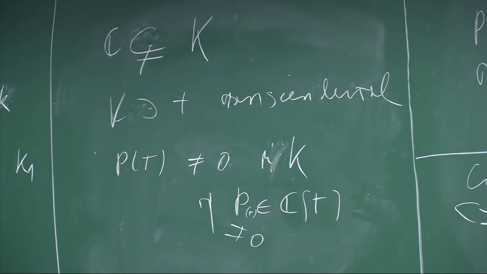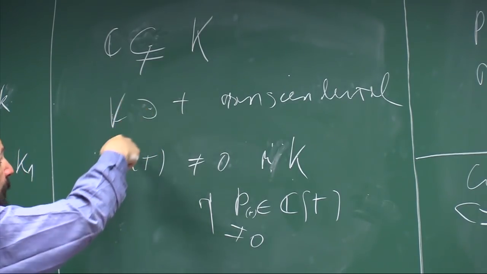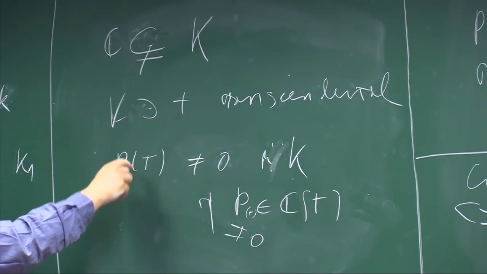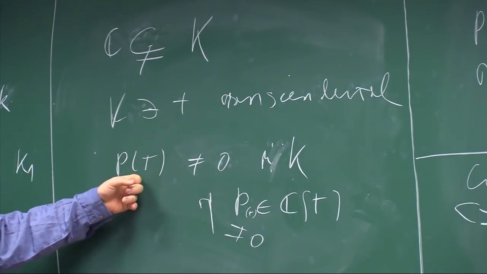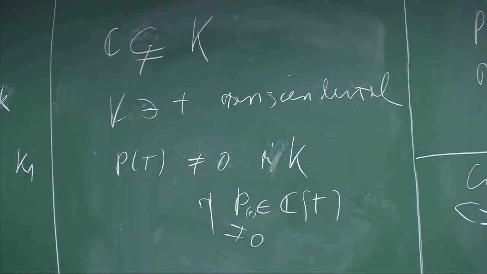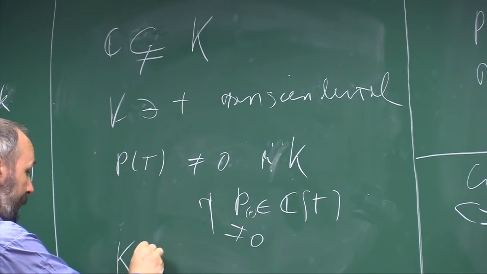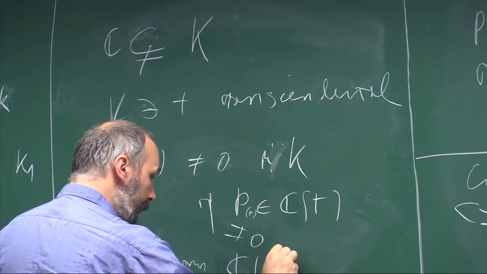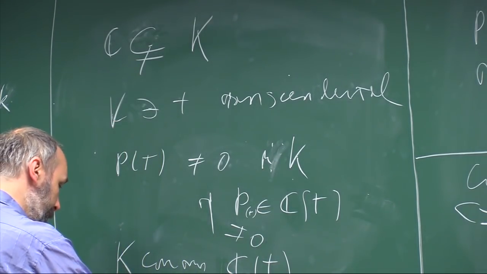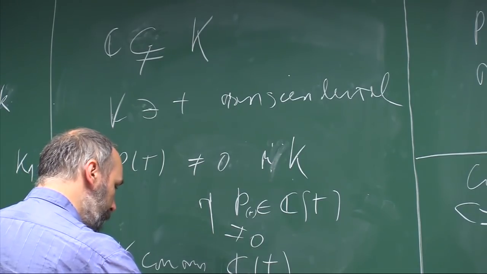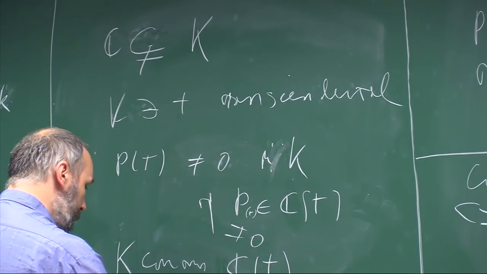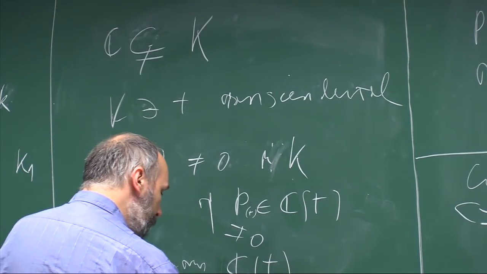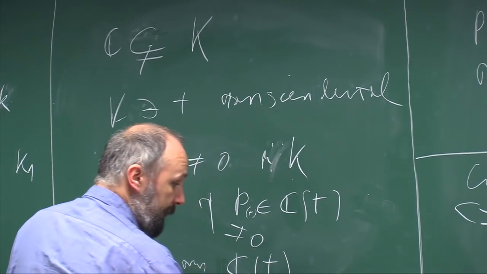Okay, so this means that the subfield generated by T contains all fractions of all polynomials. And the ring of fractions of polynomials is the rational function ring. So this means that this bigger field contains the subfield C of T, rational functions, functions which are quotients of polynomials. In our case, it's C of T.